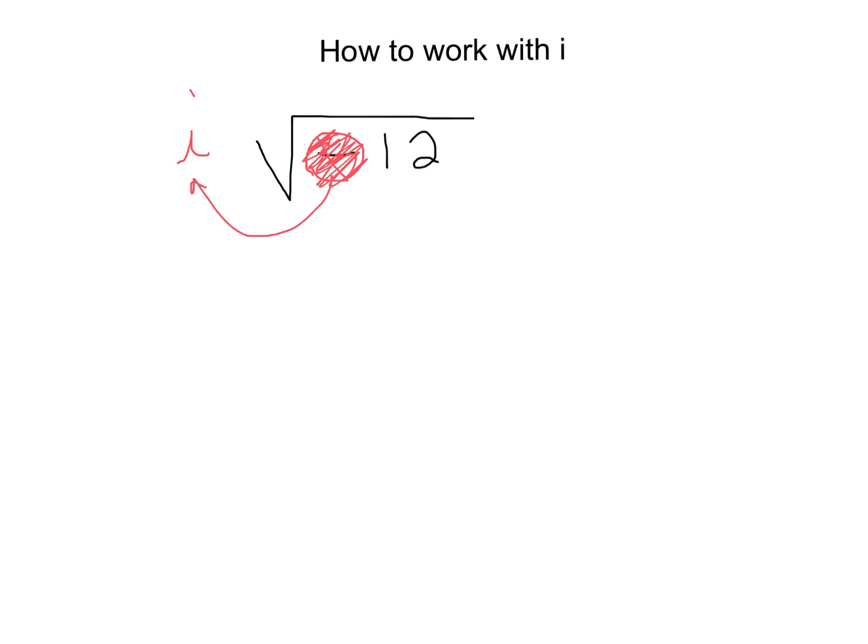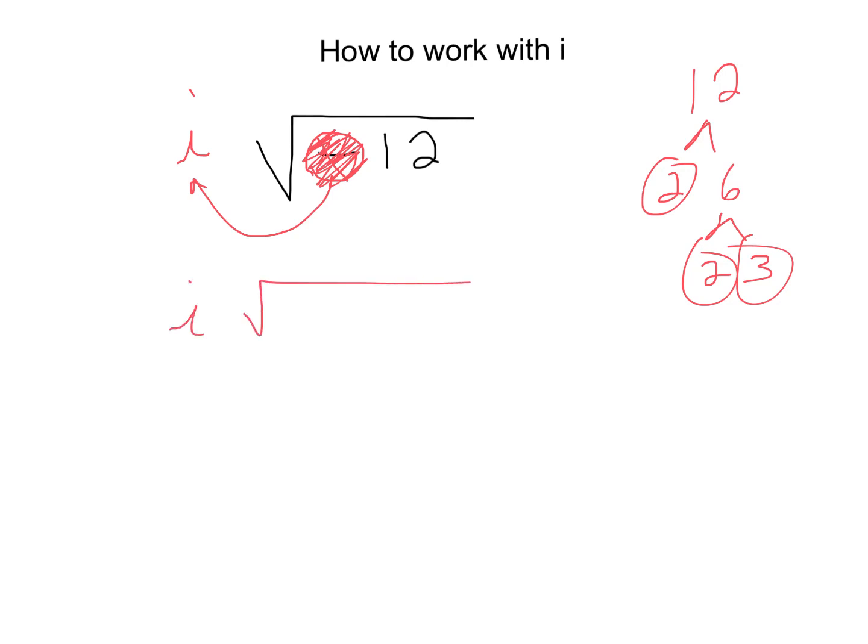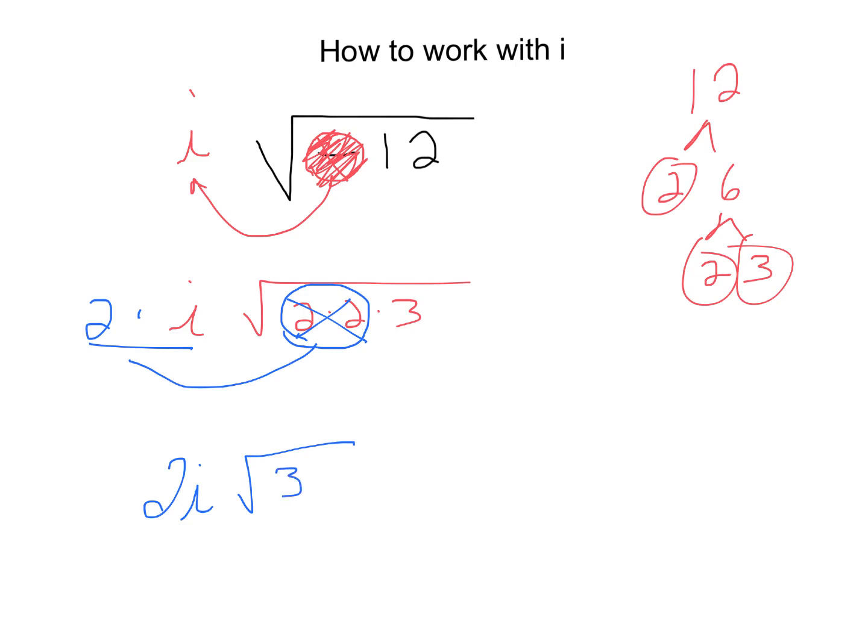Okay? Now, let's break down 12. Just like we normally did. 2 and 6, 2 and 3. So, let's put this back together. We have i radical 2 times 3. Okay, so again, I got a perfect pair right here, so I'm going to kick that out. And again, that's going to times with the i. Okay, so 2 times i is just 2i radical, and then all that's left under the radical is 3. So there it is. Okay.